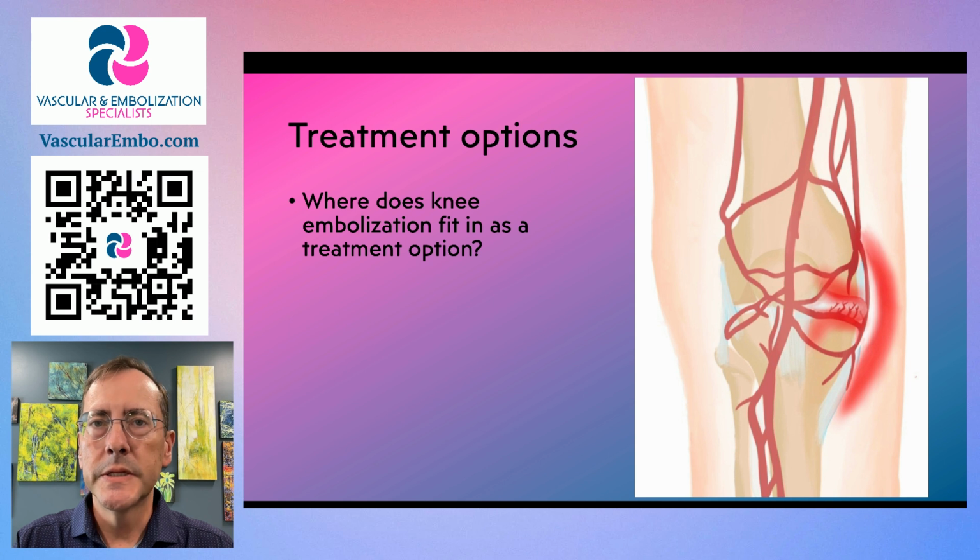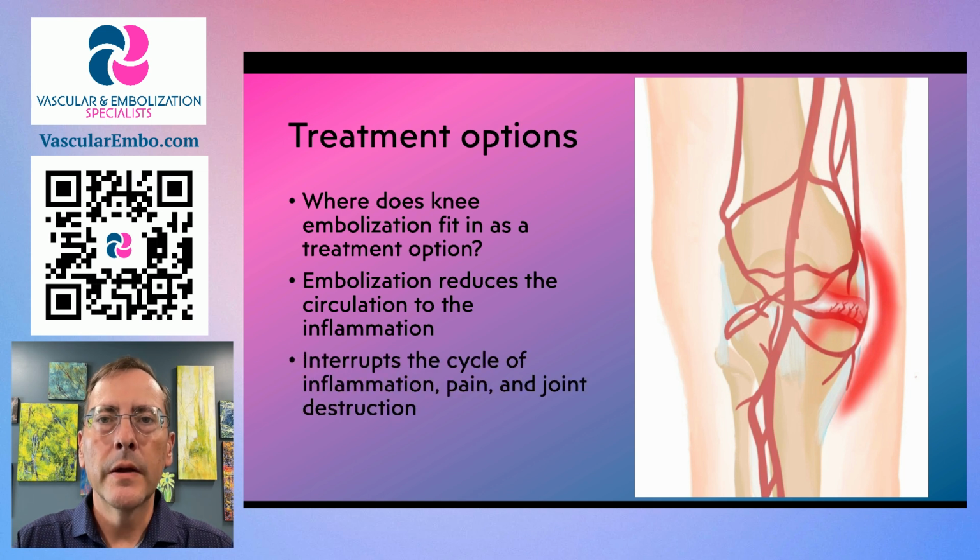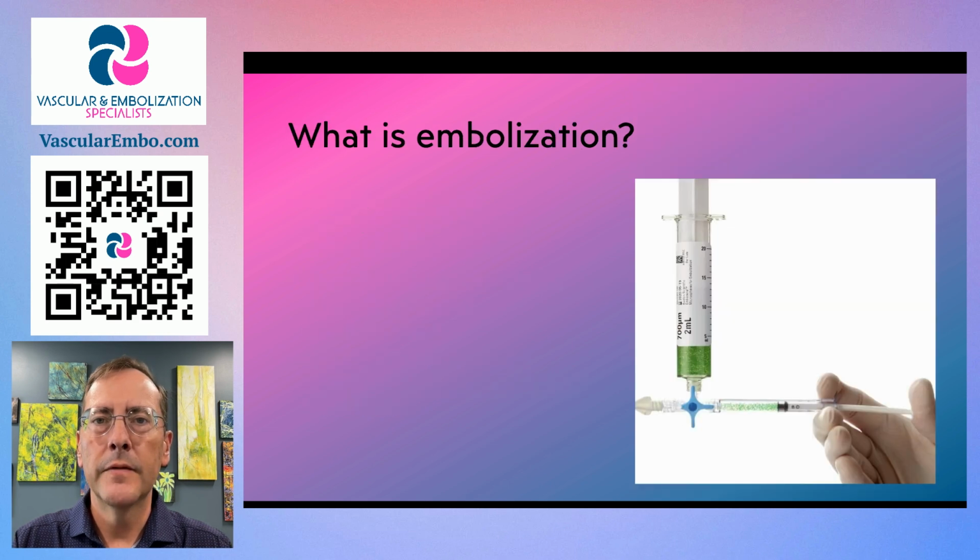Embolization is specific to address the inflammation that is contributing to the pain and disability that an individual has with joint destruction. Embolization reduces the circulation to the inflammation. That is how it works. By reducing the circulation to the area of inflammation, it interrupts the cycle of inflammation, pain, and joint destruction. It does not remove the effects of previous joint destruction, but it stops the cycle of joint destruction and helps patients improve pain and function.